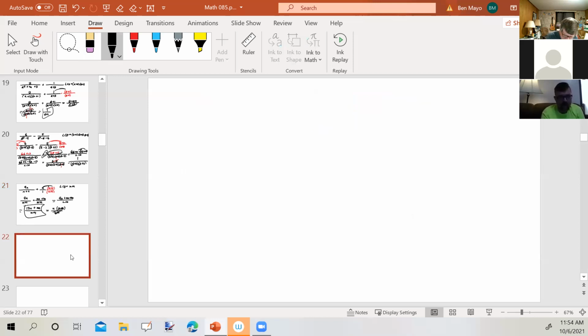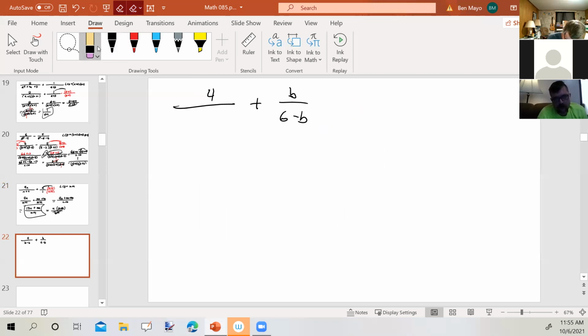All right. How about this one? 4 over b minus 6 plus b over 6 minus b. Let's see if I can write that better. 4 over b minus 6 plus b over 6 minus b. Now, at first glance, you might look at that and say, oh, the LCD is b minus 6 times 6 minus b. Things don't have to be that bad.